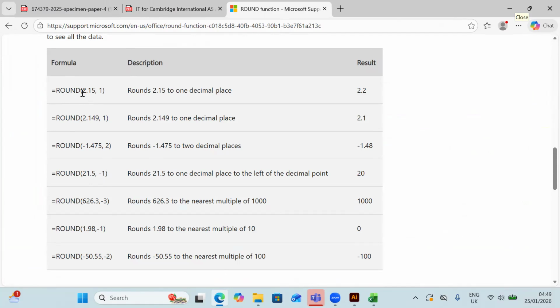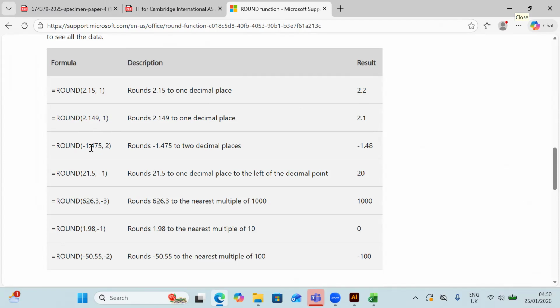So for example, now we have rounded this number to 1 decimal place. So after the comma, we have 1, right? So is 5 above? Yes, we're 5. So this is going to turn our 1 to 2. That's why our result is supposed to be 2.2. And then this one to 1 decimal place again. So 1 is the 1 decimal place we are looking for. And then 4 is below 5. So this one is not going to change. So our answer will become 2.1.